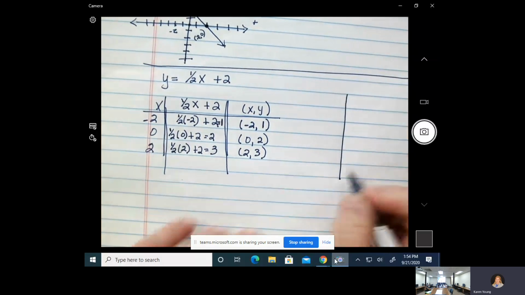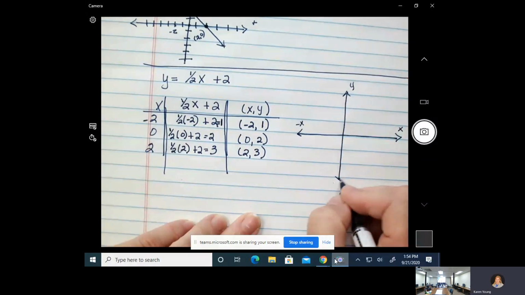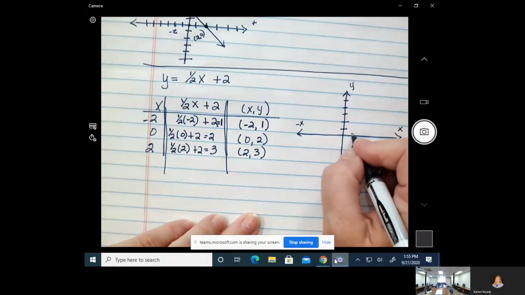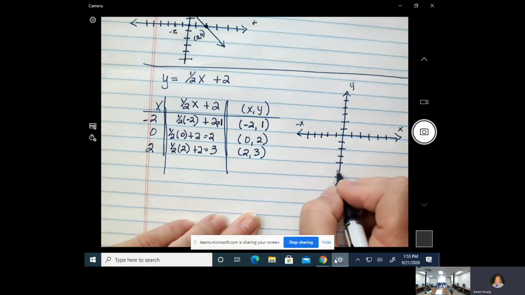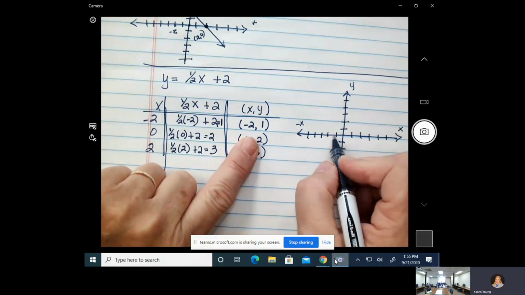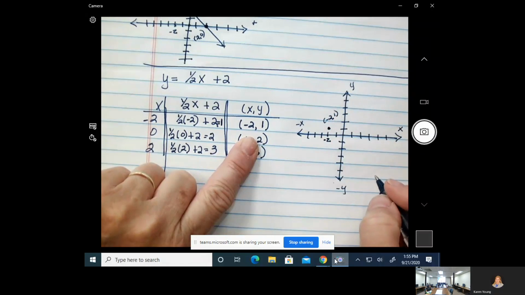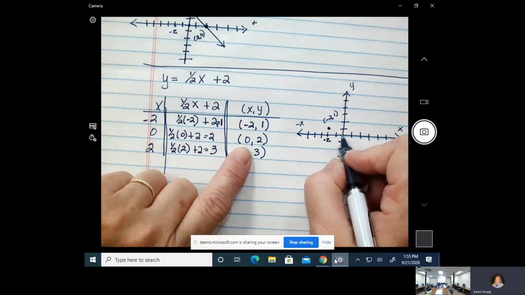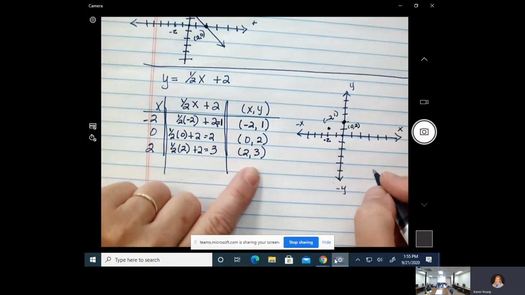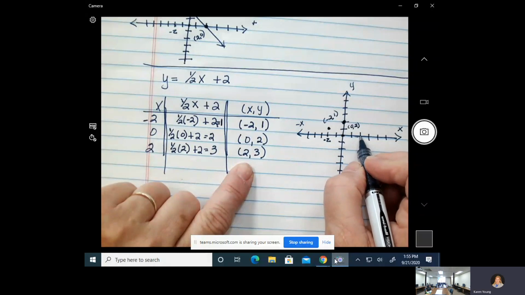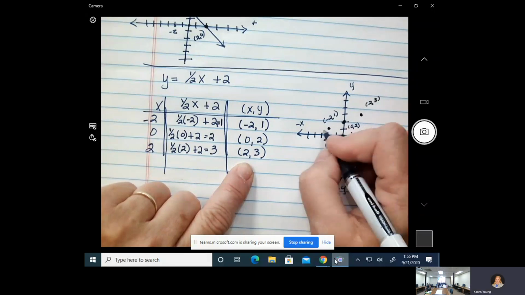So when I go over here and draw my XY table, or my graph, best looking graph I've drawn in forever. Okay. So I'm going to start with -2 and 1. So I'm going to go over to -2, go up to 1, and that's my first point. And then I'm going to do 0 and 2. So I go to 0, and I go up to 2. So that's 0 and 2. Then I go over to 2, and it's always on the x first, and then up to 3. And this time my graph goes this way.